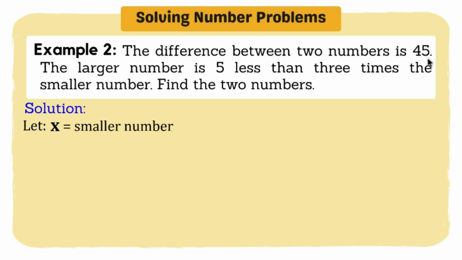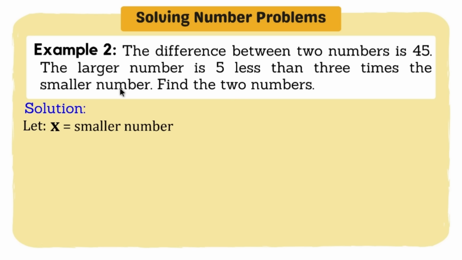Hindi natin pwedeng gamitin to. Pwede natin gamitin to sa equation. The larger number is 5 less than 3 times the smaller number. So, pwede itong second statement. Okay? Maghanap tayo ng statement wherein kino-compare natin yung dalawang number na hinahanap. So, pwede ito. 5 less than 3 times the smaller number.